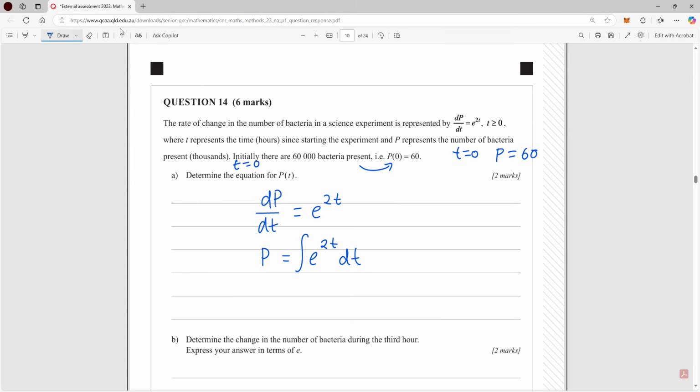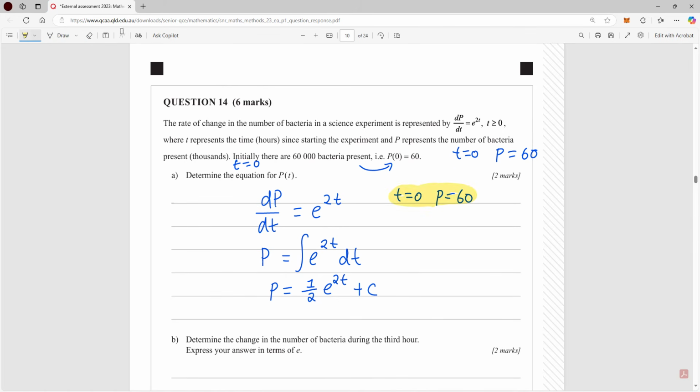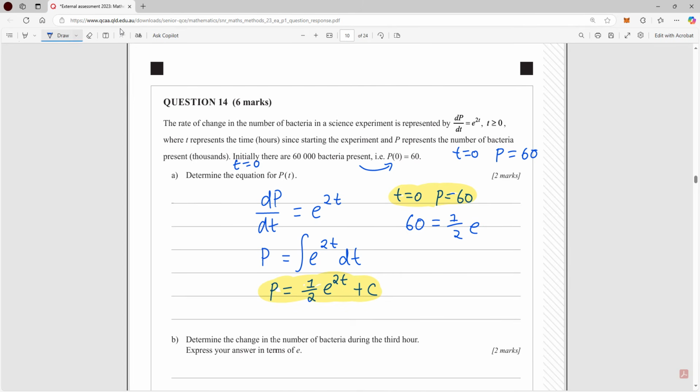So the integral of the Euler function, or e to the x, is just e to the x. So if we differentiate 2t, it would give you 2. So that means the integral of this would be 1 over 2, because we have to divide by that differential, e to the 2t plus a constant of integration, okay? Now, we can actually find this constant of integration because of this stuff here. So when t equals 0, p equals 60. So we can actually replace this information into our equation down here, and that would give us our value for c. So here we have 60 equals a half e to the 2 times 0, or 0, plus c.